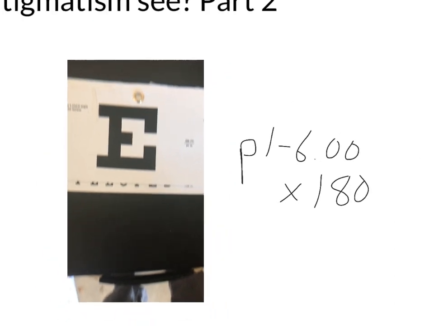Now without astigmatism, the E would be uniformly blurred, but with astigmatism, there's blurred only in a certain direction, and the blur is dependent on the axis. In this case, you have an axis of 180 here, so that means that the horizontal lines on the E, these horizontal lines here, blur more than the vertical lines here. As you can see, the horizontal lines blur more than the vertical lines. See, this is much more blurry than this.